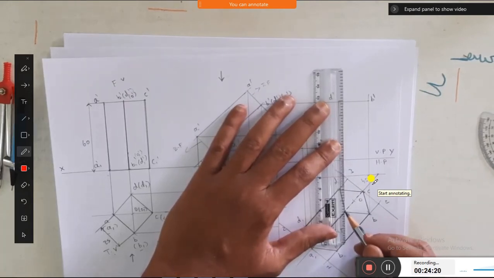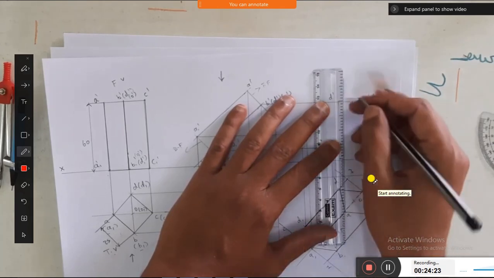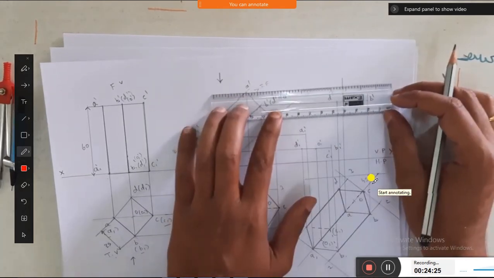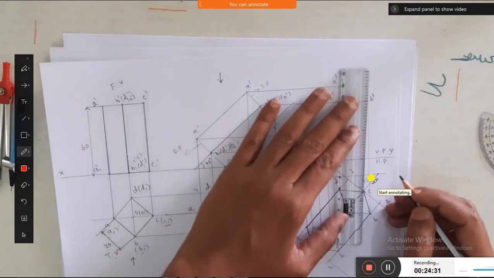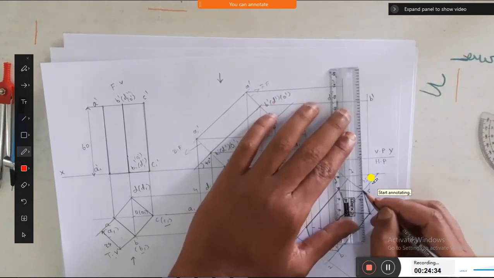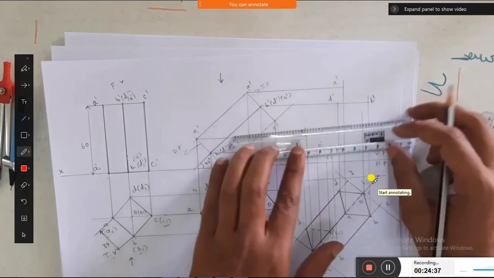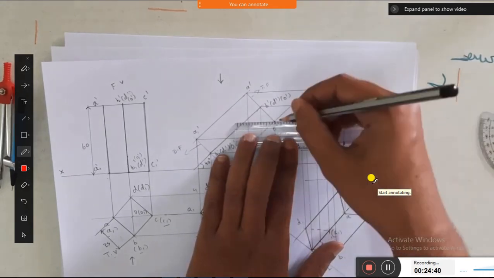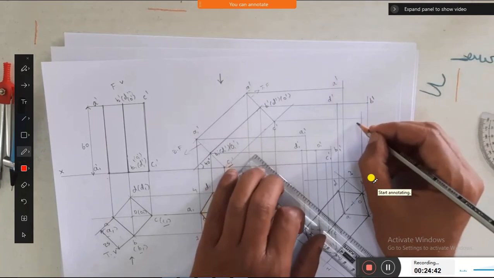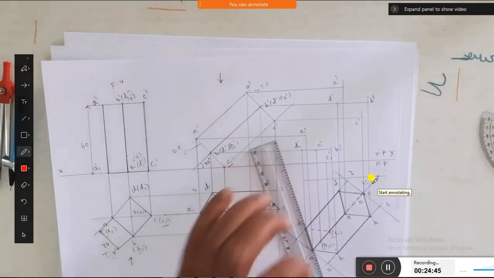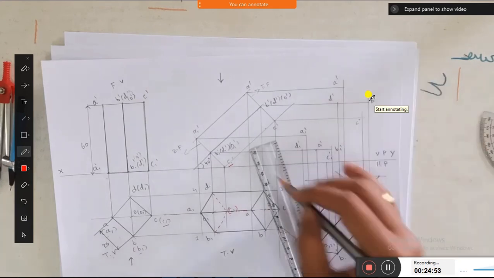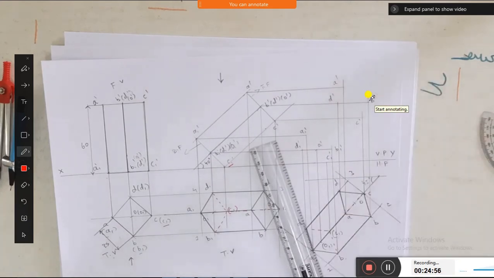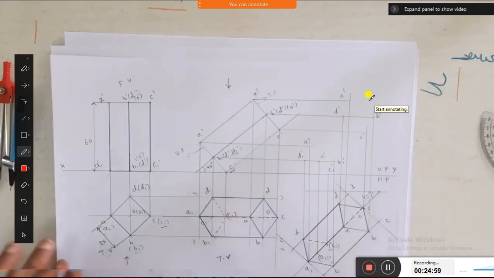So projection line should be a thin line. In the video you can see that the thin line represents the projection lines or imaginary lines, and the thick lines represent the visible lines. Like this you have to reconstruct, then join C1 dash. So mark all the points, then join. First you join the invisible things, then you go with the visible things.